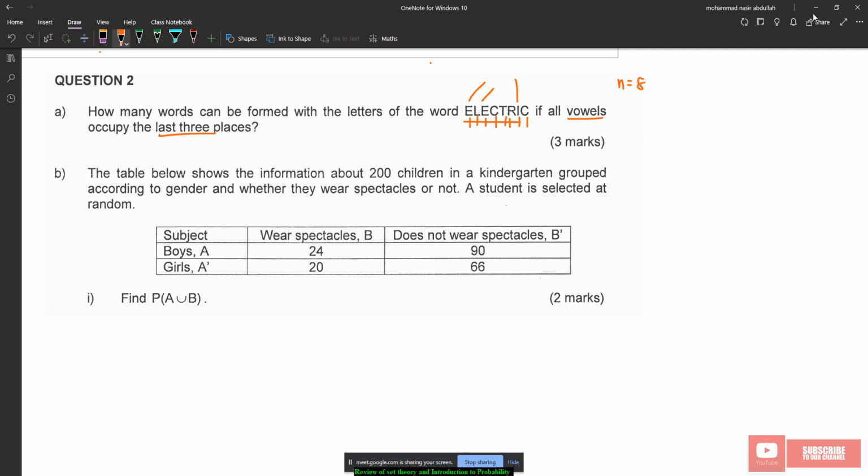So when n equal to 8, we want them to sit at the back. The three vowels, E and I, sit at the back. At the front we have L, C, T, R, C. E, E, I. So how to do this? Remember what I said before on how to do it? We need to tie this together.